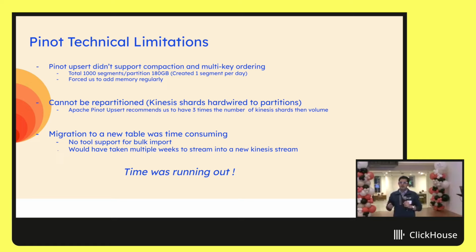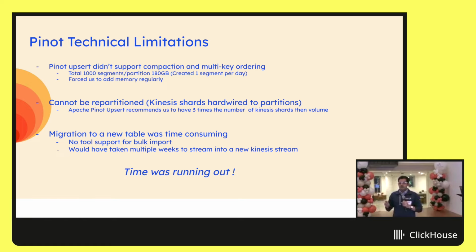Pinot's upsert really didn't support compaction at that time. They have recently released it in their 1.0, but it's not really that great. Because it did not support compaction, every single day we had one columnar segment, and the total segment size was around 180 GB, and this forced us to add memory as the data grew.